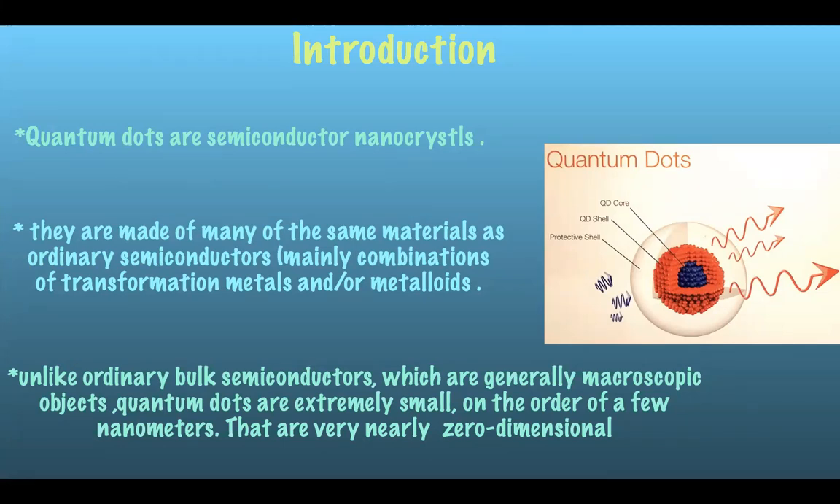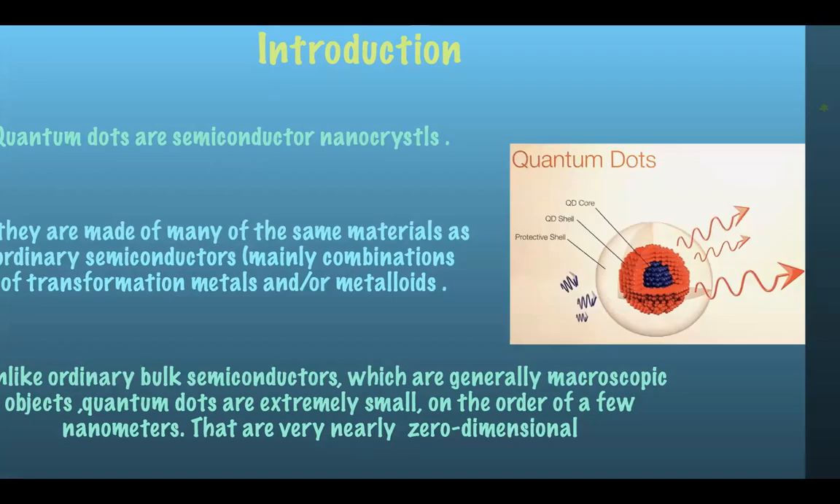Unlike ordinary bulk semiconductors, which are generally macroscopic objects (macroscopic means involving a large number of elements), quantum dots are extremely small, on the order of a few nanometers. They are very near to zero dimensional. Here you can see the picture of the structure of quantum dots. The blue color is the QD core, the red color is the QD shell, and the outer layer is a protective shell.